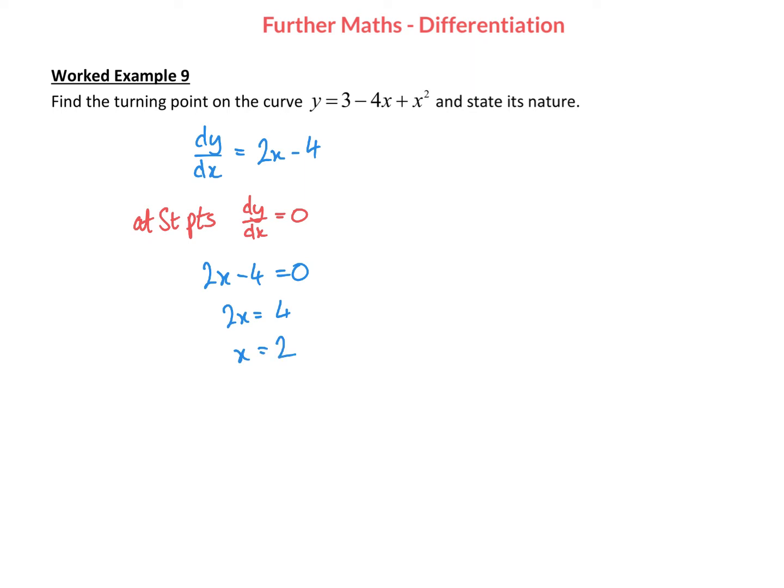Now we're asked to find the turning point. We found the x coordinate. Let's find the y coordinate that goes with it. Well, y is equal to 3 minus 4 times 2, so minus 8, plus 2 squared, plus 4. So y equals minus 1. And so the turning point, the stationary point we have, is at the point (2, -1).